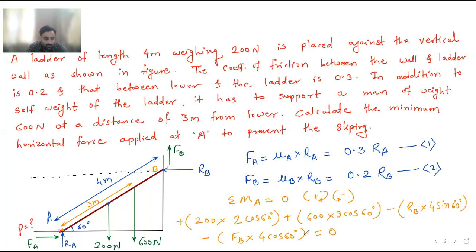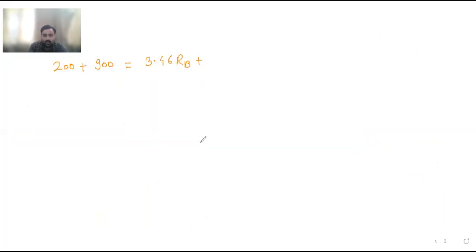5.46. 4 cos 60. It is 2, no? 4 cos 60. Cos 60, yes sir. So 4 cos 60 is 2. So it will become plus 2FB. So this is our equation.